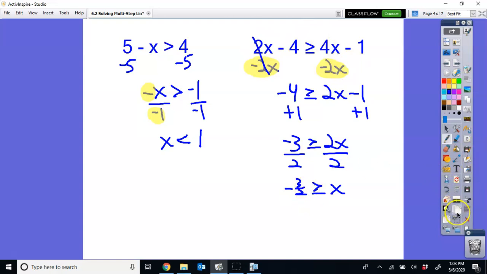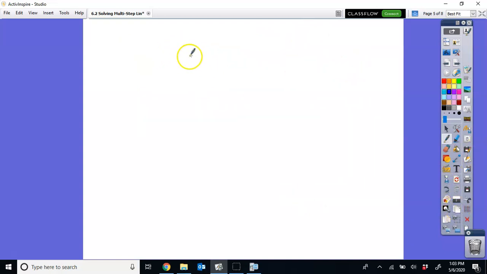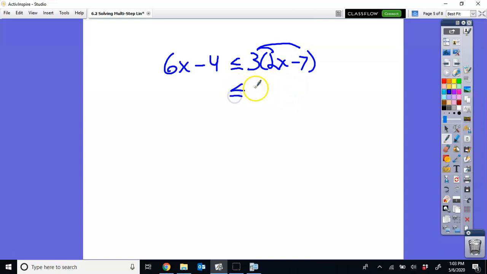I will warn you ahead of time. Occasionally you will run into a problem where you may have, let's say, something like 6x minus 4 is less than or equal to 3 times 2x minus 7. And you have to distribute this 3 to both sides. That gives me 6x minus 21. Then over here you have 6x minus 4. Well, if you take both sides here and you subtract 6x here, and you subtract 6x here, like you're supposed to move it from one side to the other, it cancels out, and it cancels out.